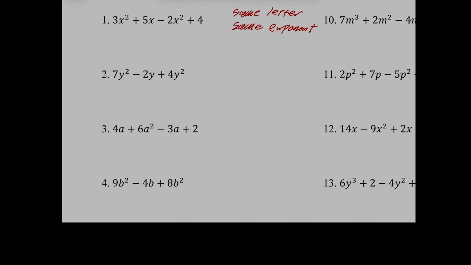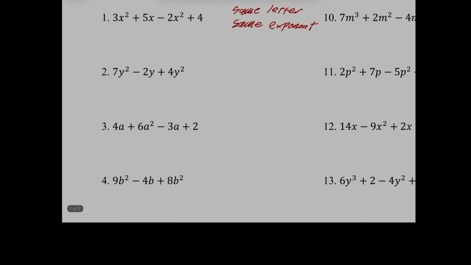So in number one, I see a 3x squared and I see a 5x. Well, they have the same letter, but they don't have the same exponent, so they're not like terms. So I'm going to underline this 3x squared, and I'm going to look for another x squared, and I see it right here. That's also an x squared. So since they're both x squareds, they are like terms. And notice that I underline the negative sign as well. That's important, and I'll show you why in a minute.